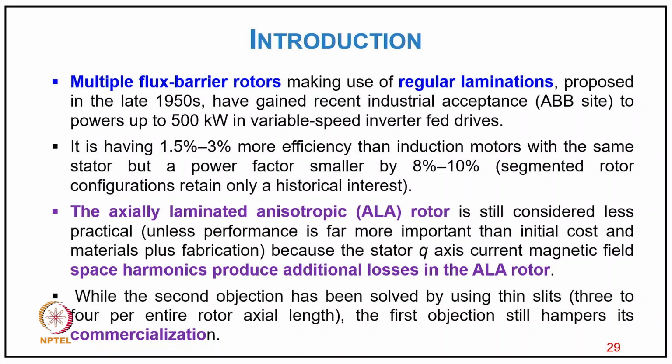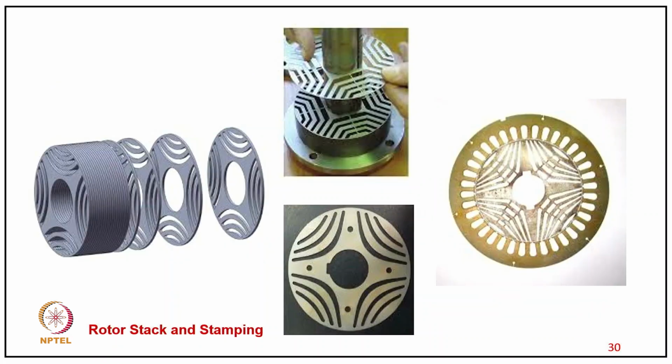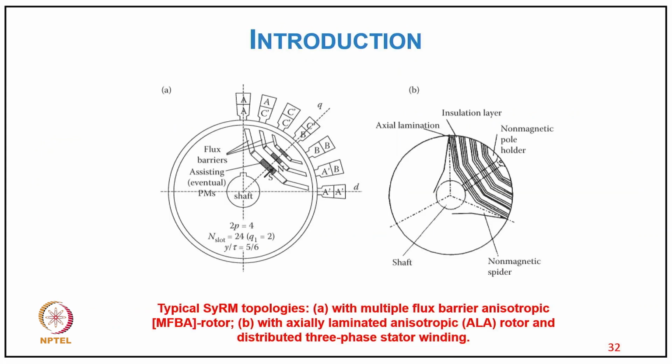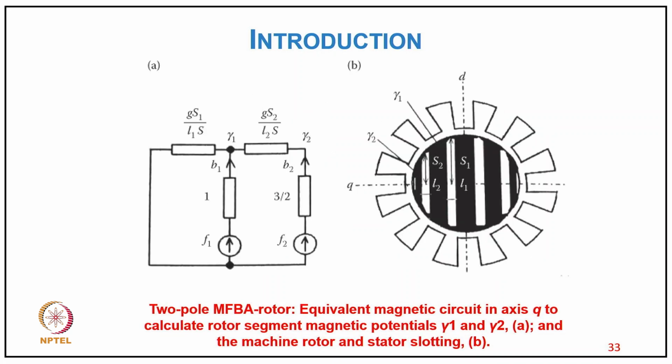The first objection still hampers its commercialization. So the rotor stack and lamination stampings, you can see how the construction looks like this, and then the complete rotor stack. A typical synchronous reluctance motor topology has multiple flux barriers of anisotropic, with an axially laminated (ALA) rotor with a distributed 3-phase winding. So here is typically the kind of magnetic circuit.